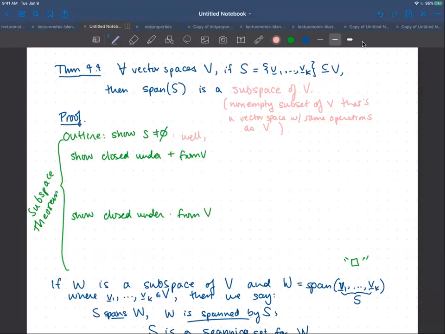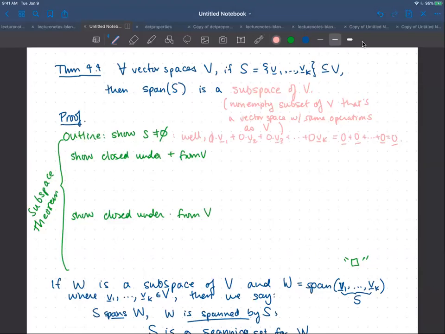Well, if I take 1 times v1 plus 0 v2 plus 0 v3 plus and so on, or even if I take 0 times all of these, that's even easier. Let's take all of our vectors, scale them by 0. One of the properties of vector spaces that we proved was that when you multiply a vector by 0, you get the 0 vector. And so we are just adding up a bunch of 0 vectors, which is 0. And that means that 0 is an element of the span of S.